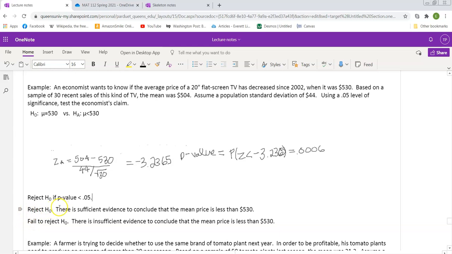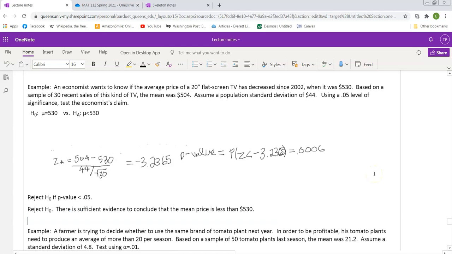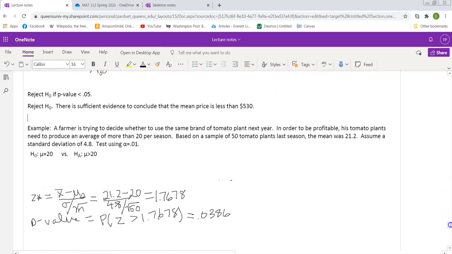So if we reject H0, that tells us that there is sufficient evidence to conclude that the population mean is less than 530. So this second conclusion is not the one we keep. Always reject H0 if the p-value is less than the alpha given in the problem. Alpha was given up here. This p-value is less than 0.05, so we're going to reject H0, which tells us that there is sufficient evidence to conclude that the population mean is less than 530.